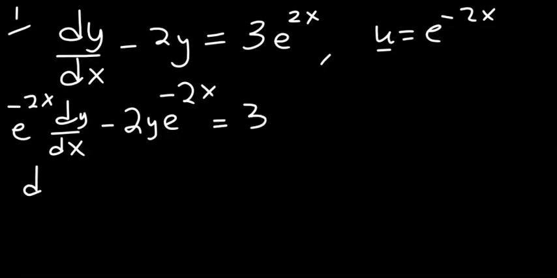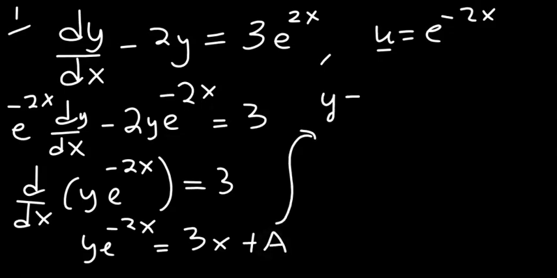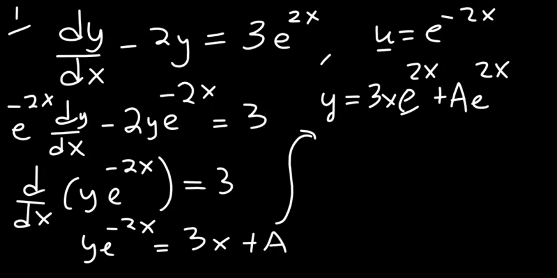So the left-hand side can be written as an exact form in the following manner: d/dx of y e to the power minus 2x, and the right-hand side is just 3. Integrating both sides, you get y e to the power minus 2x equals 3x plus an integration constant, let's call it a. We can solve this equation for y to give the general solution, and that's going to be 3x e to the power 2x plus a e to the power 2x, and that's the general solution to this differential equation.